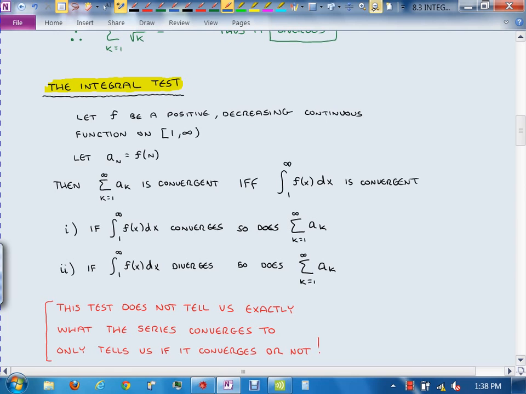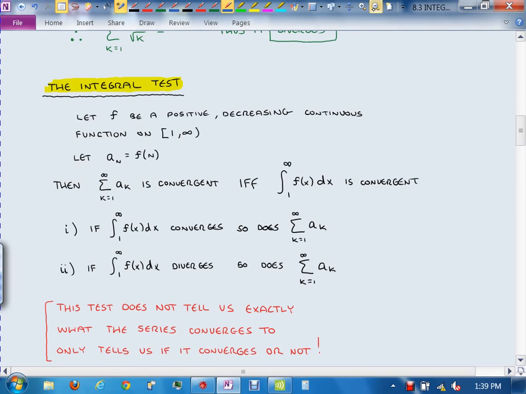So for me to be able to determine it's decreasing, I'm going to actually have to look at the derivative of the function to confirm that it's decreasing. And then continuous just means it's defined on this interval, 1 to infinity. So let's say we have a function that's continuous, it's positive, and it's decreasing on the interval 1 to infinity. And then let a sub n be equal to f of n. That means all I'm going to do is plug in integers into my function. Instead of all the real numbers, just the integers.